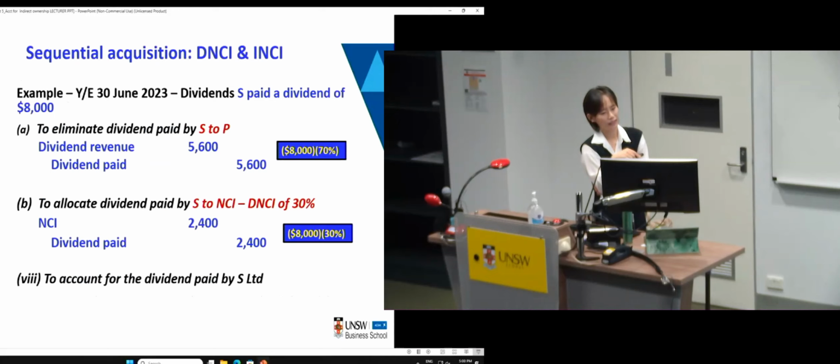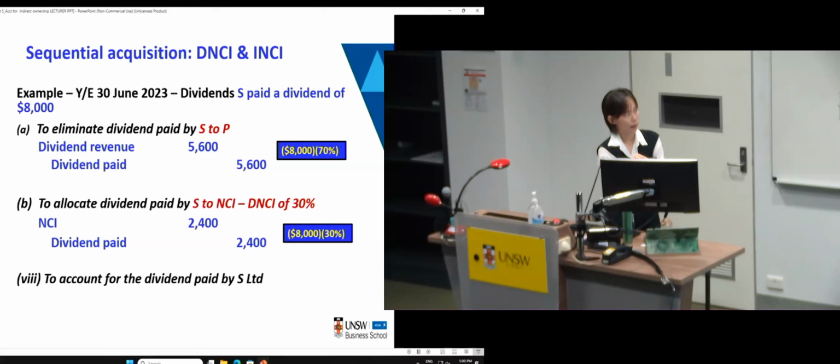All right, now then move on to look at dividend. Now both of these two entities pay dividend. Now start with S Limited. Now S paid 8,000 dividend. 70% of these received by parent's company, P Limited.